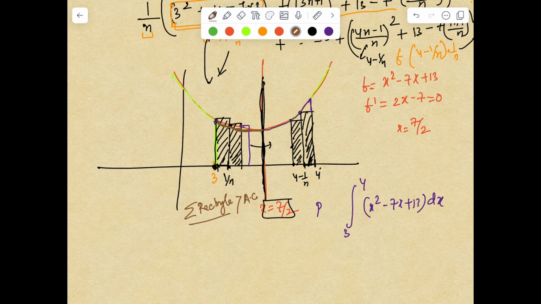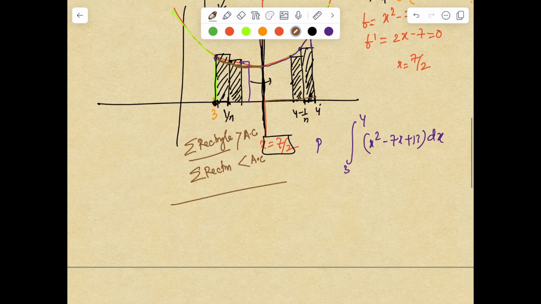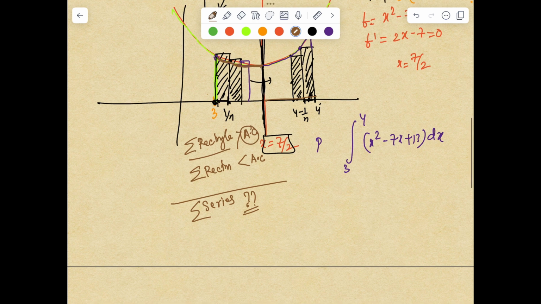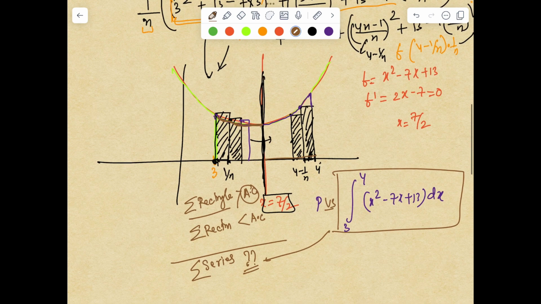So area under curve AC, if I'm telling. But after 7 by 2, you see the sum of rectangles is lesser than the area under the curve, right? So if I add them, the overall sum of rectangles, which is a series sum. Now there is a big question mark, because how will I compare this, whether it's less than or more than this integral value, right? And we need to compare this, and the series sum is p, right? So it's p versus this integral.